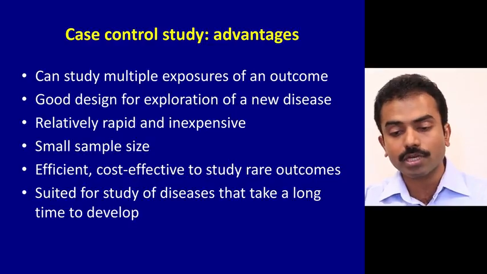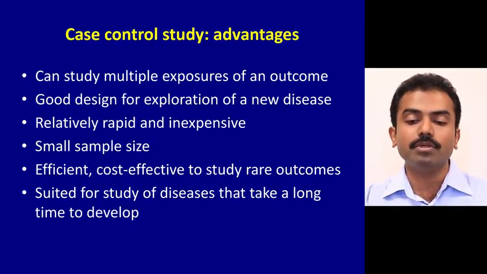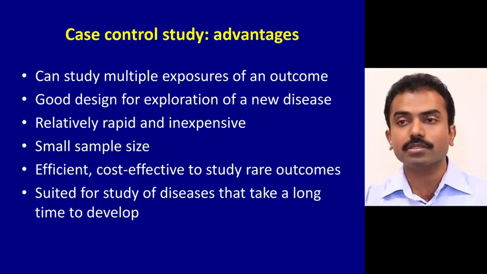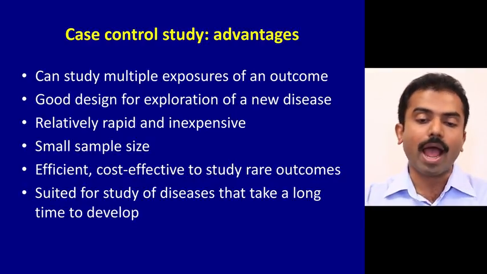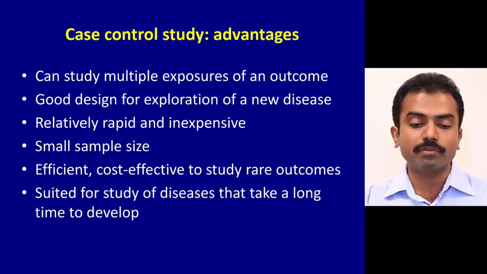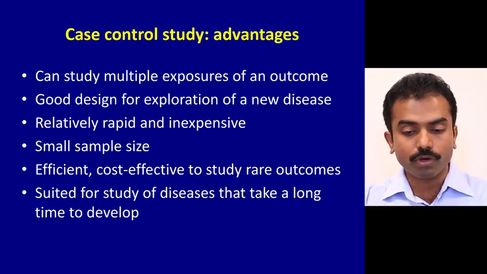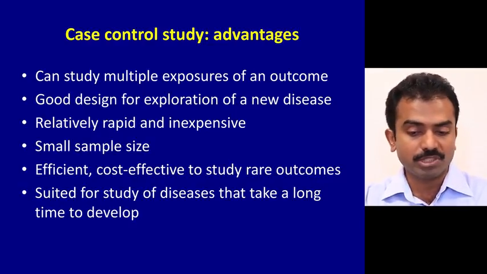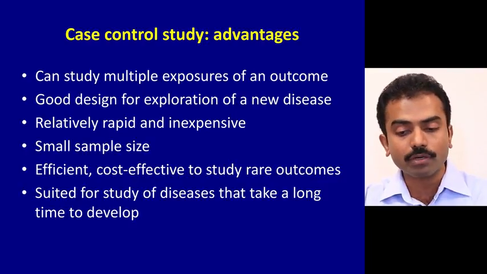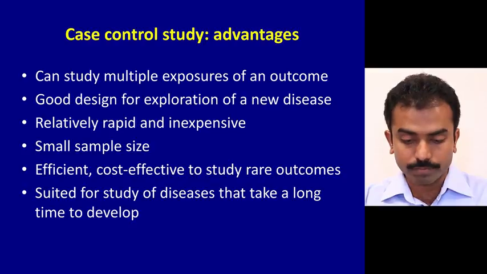Whereas in a case control study, you can directly pick people with the outcome, have a comparison group without the outcome, and study what the prevalence of exposure is in both. And it is also suited for diseases that take a long time, just like cohort design. Wherever cohort designs are not suitable, case control study helps.